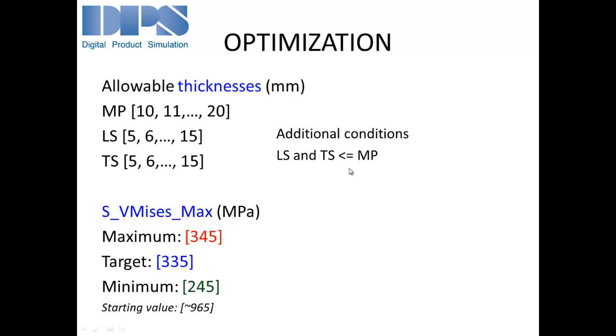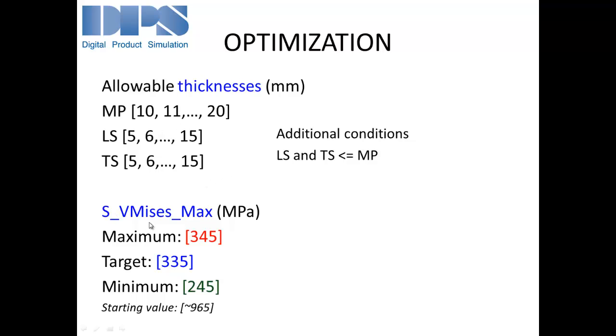This is an additional condition that we will call inequality. So we cannot have, for instance, the two thicknesses at 15 and have a main plate at 11. This will not be a feasible design.